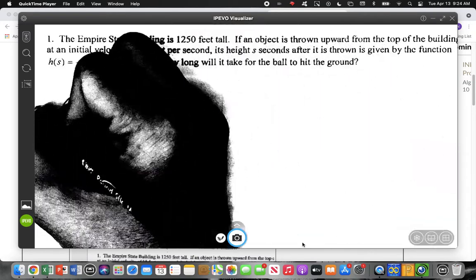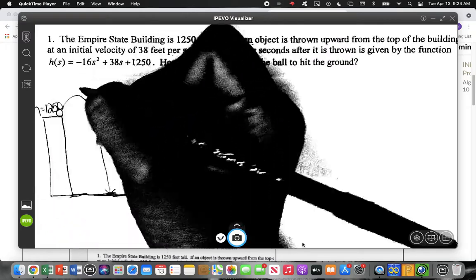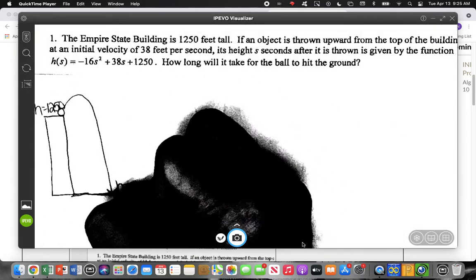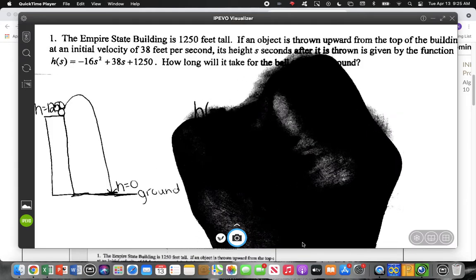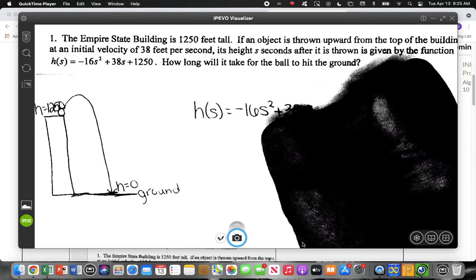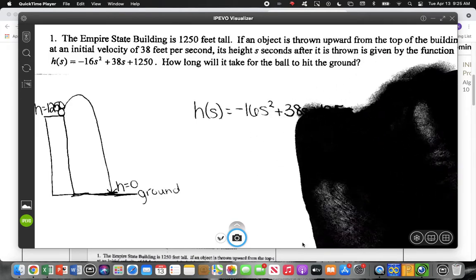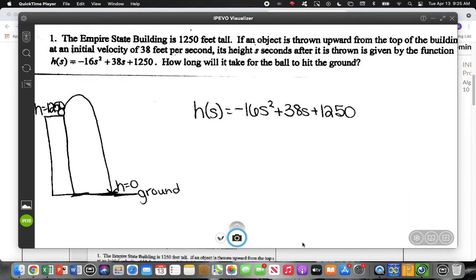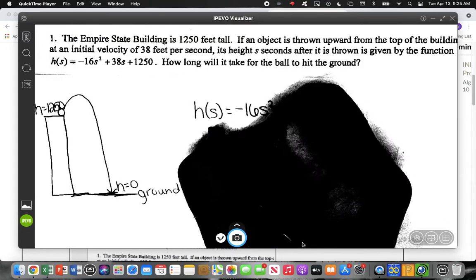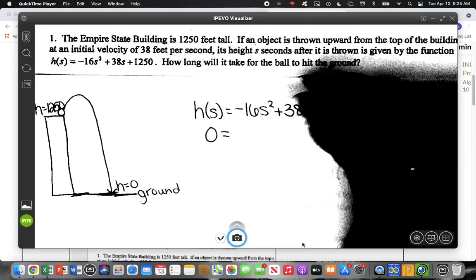So right here, the height is 1,250. Now what's the height when it hits the ground? How many feet? How many feet is the object in the air if it's on the ground? 0. So we have an equation here of negative 16s squared plus 38s plus 1,250. It says, how long will it take for the ball to hit the ground? That tells me when it's at the ground, the height is 0. So we're actually solving, we can plug in 0 for height.